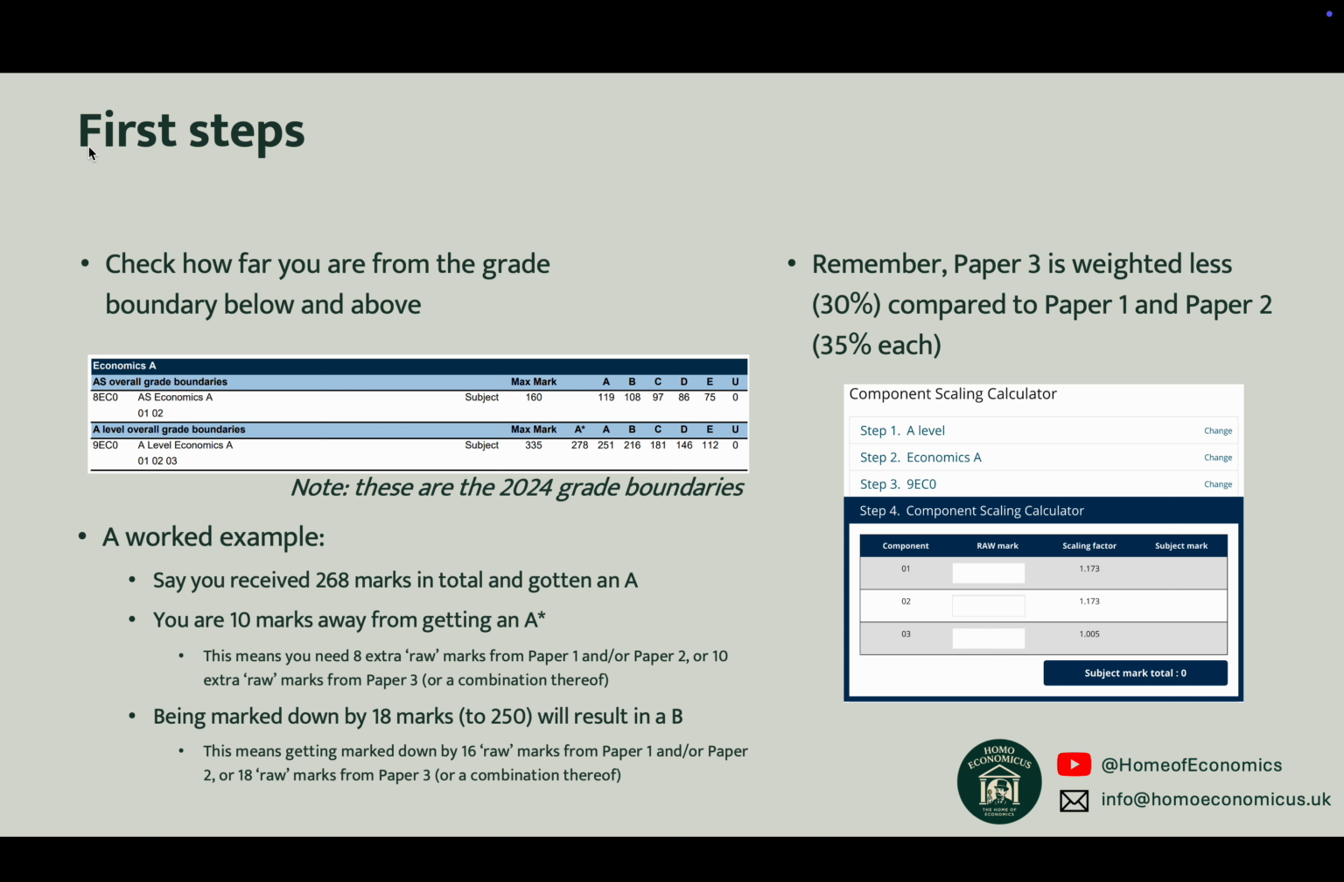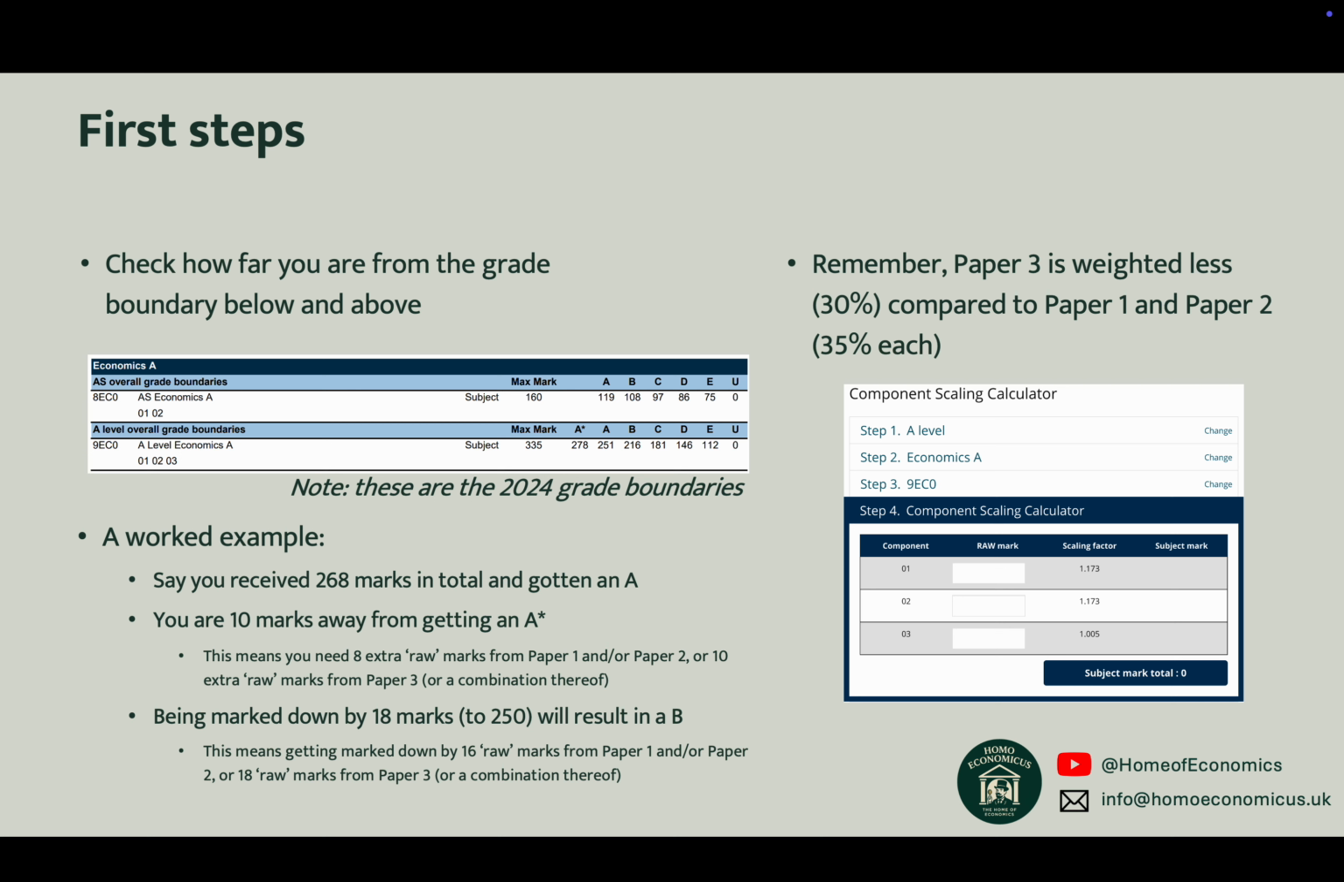Edexcel's got this amazing calculator where you can work out how many marks from your paper, the raw mark, translates into how many marks you've gotten on your results. Because the 2025 grade boundaries have not been released yet, I'm using the 2024 example as a worked example. So let's go through this example where, let's say, a student's gotten 268 marks in their Edexcel A-level economics, so firmly between the A and A star grade boundaries, and therefore gotten an A.